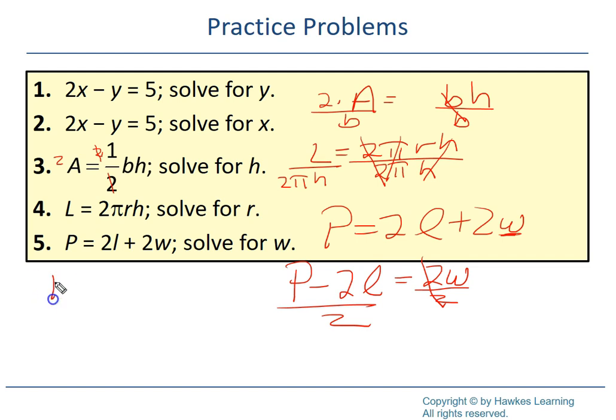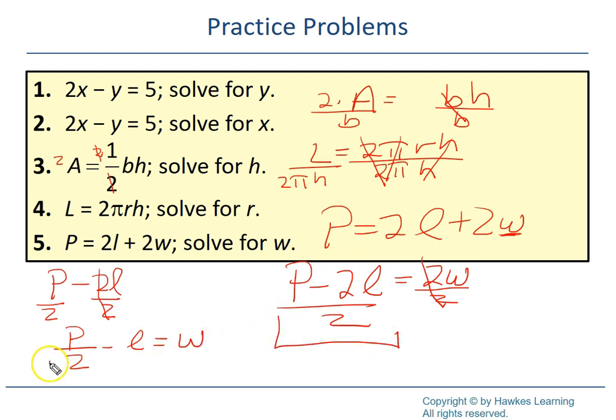Now, another way to write that would have been p minus 2L, and we're going to divide each term by 2. So we divide this by 2, divide this by 2, rather than putting it all over a common 2. And then here the 2's would cancel out, and you would get p over 2 minus L equals w. So this way is good, and this way is good. All right, that'll wrap this up here.